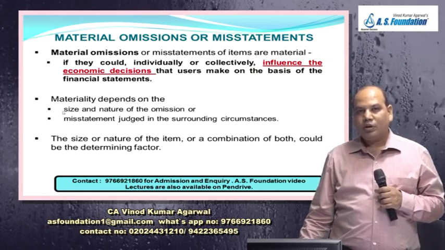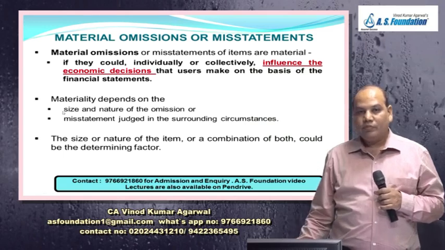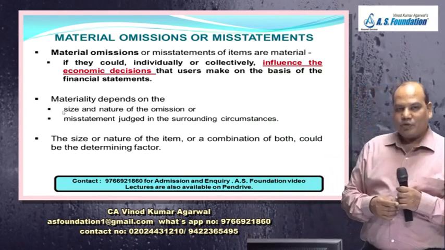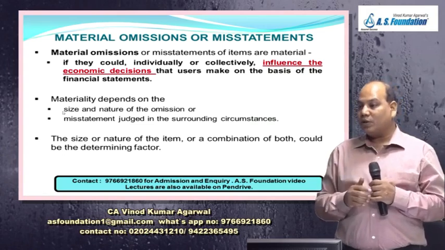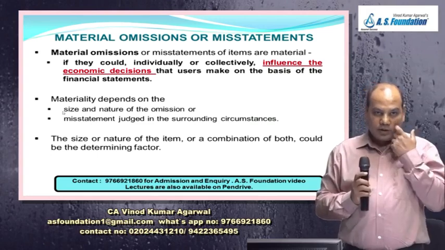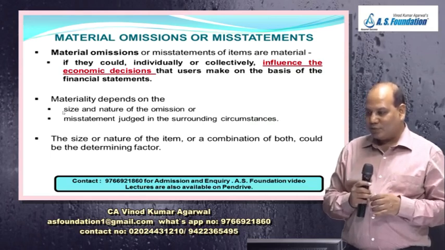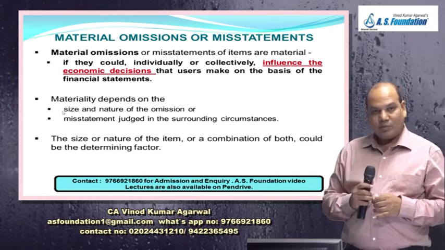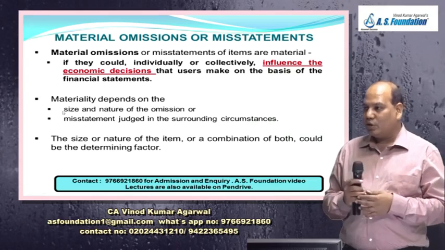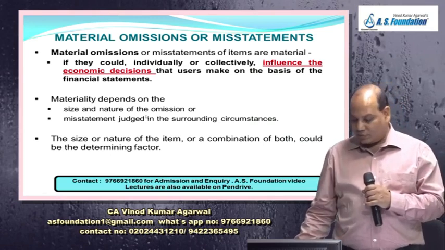The amount. Now, if you are a company with 1 lakh crore turnover, then 5,000 rupees here or there is not a material item. Okay. But a small company may find even 5,000 rupees as a material item. Then it depends on nature of the omission also. If it is a fraud committed by the management, even if it is 1,000 rupees, 10,000 rupees, is it material? Then it can be material. Audit fees paid, okay, under different heads is required by the law in some countries. So even that is material. So materiality depends on size and nature of the omission.